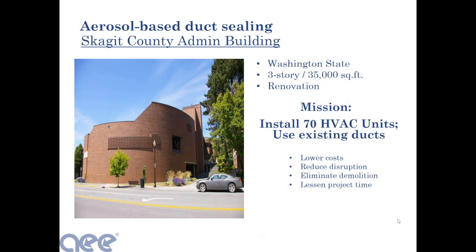Now I'm going to take a few minutes and talk about a very specific application of how you can use this technology to save money in a building. This is in Washington State. It's the Skagit County Administration Building. If you look at the property on the left, it kind of looks funky, doesn't it? Kind of a round shape, not very many windows, kind of architecturally significant.